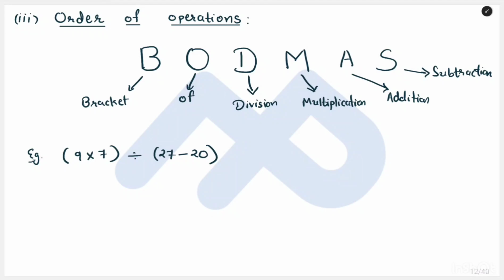So in the last session, we saw how you can find HCF and LCM using the prime factorization method. Now this is the third session of the same chapter. In this session, we'll see how you can apply the BODMAS rule to solve any equation or any expression, just to simplify any expression basically.